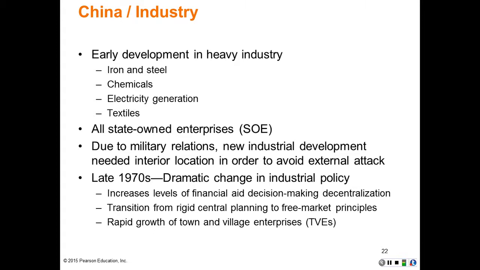Late in the 1970s, there was a dramatic change in industrial policy. It increased levels of financial aid. Decision-making was decentralized. There was a transition from rigid central planning to free market principles in each of the regions. This created a rapid growth of town and village enterprises, or TVEs. The TVEs were able to manufacture various subcomponents of larger manufactured goods and spread the industrial economy and its affluence for the workers further throughout eastern China.